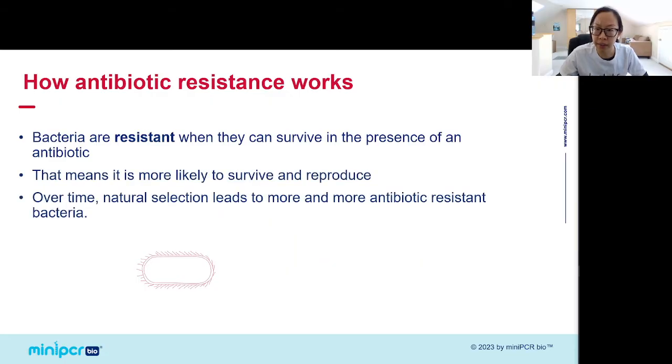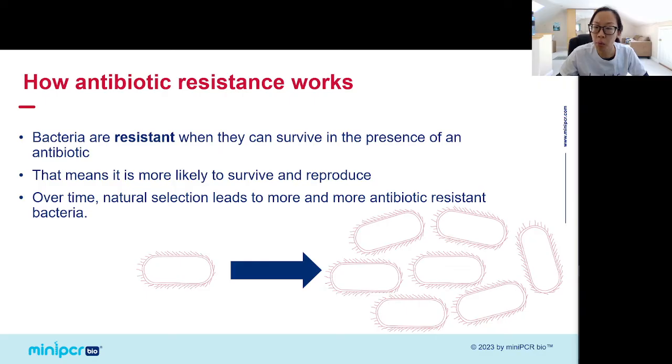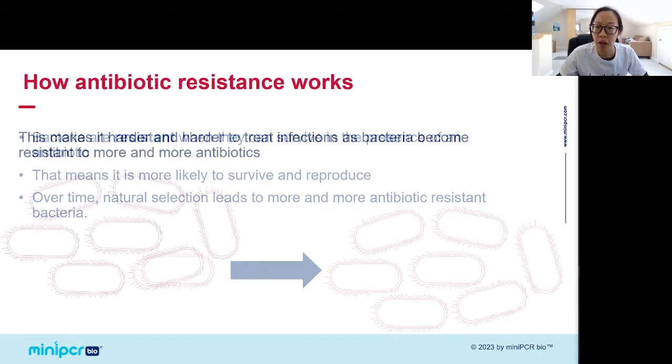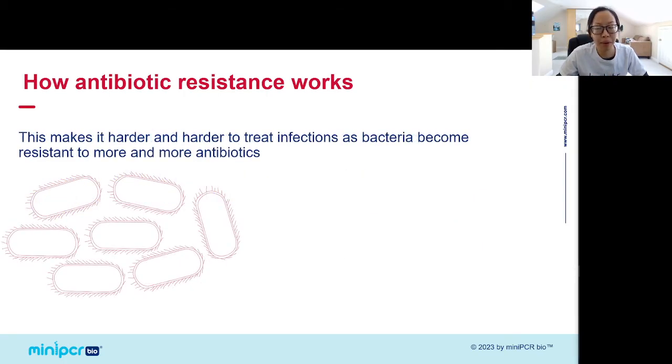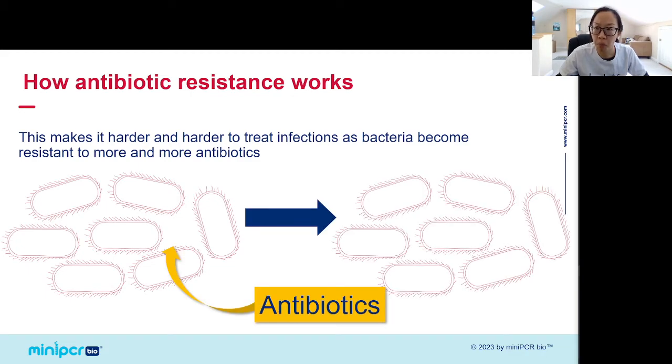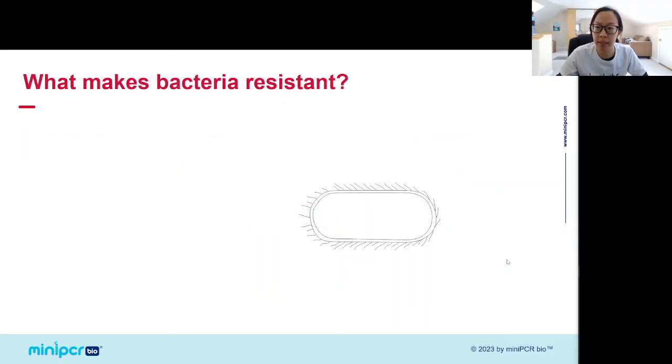The surviving bacteria are more likely to survive and reproduce, and over time, we will end up with more antibiotic-resistant bacteria. While this is a really great example of natural selection, antibiotic resistance is not so great in terms of human health. As more bacteria become resistant to more and more antibiotics, it's going to be harder and harder to treat these infections. Again, let's zoom down to the molecular level to see how all this happens.